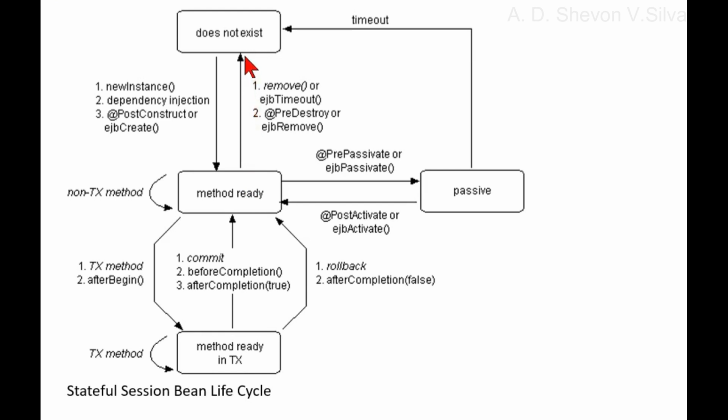Method ready interacts with passive. At PrePassivate annotation or EJB passivate method are passed from method ready to passive. PostActivate annotation or EJB activate method is passed from passive to method ready. Passive is connected to does not exist state. Timeout is passed from passive to does not exist.